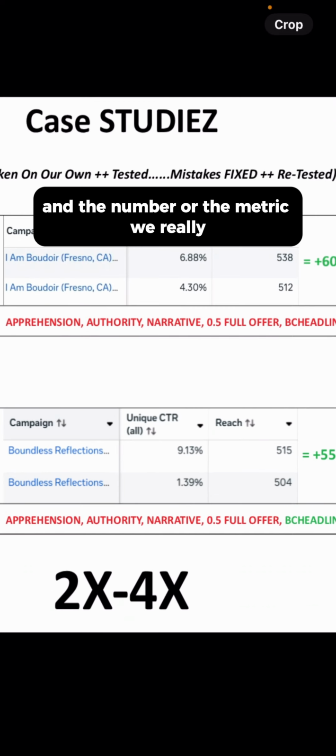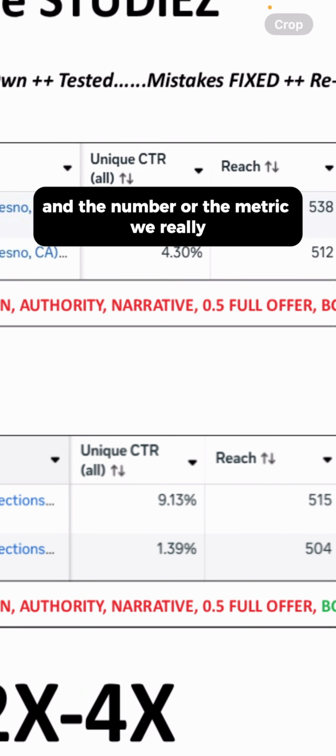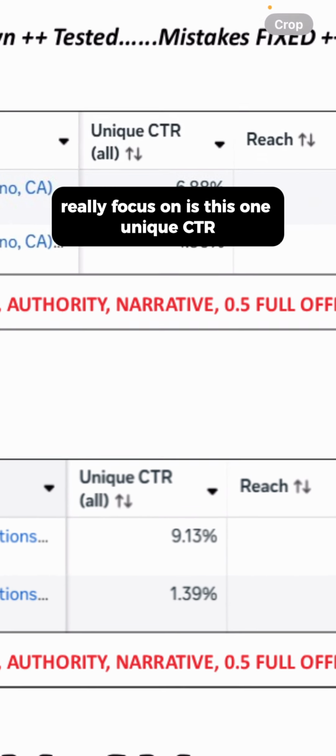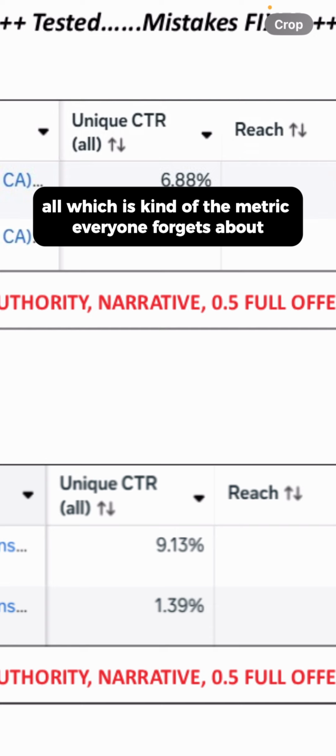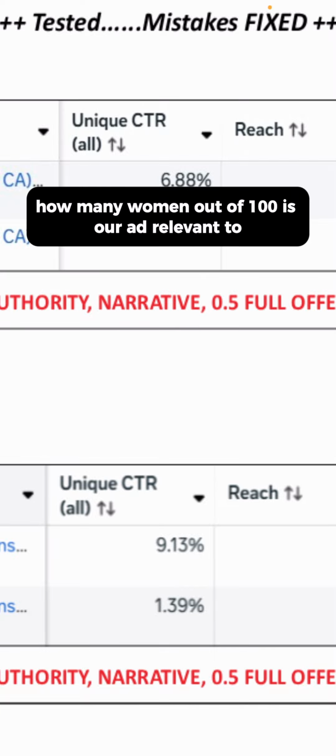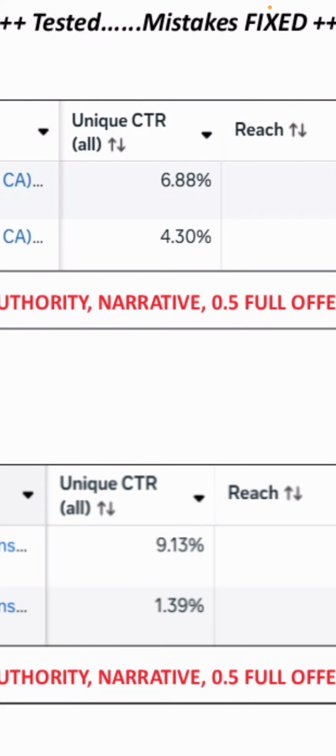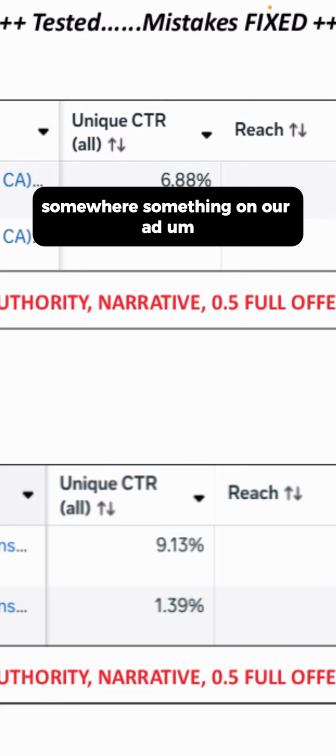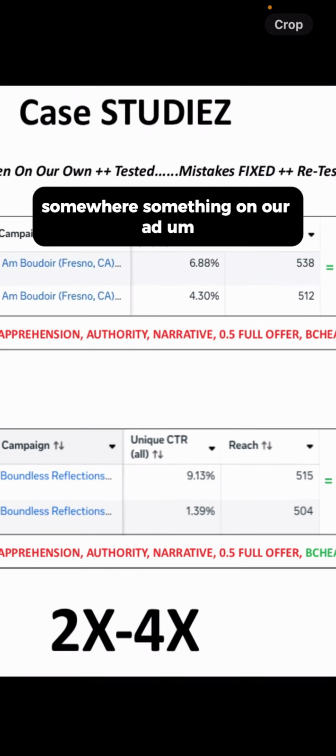And the metric we really focus on is this one, unique CTR all, which is the metric everyone forgets about and nobody looks at. But this is basically how many women out of 100 is our ad relevant to? AKA how many women out of 100 are clicking something on our ad.